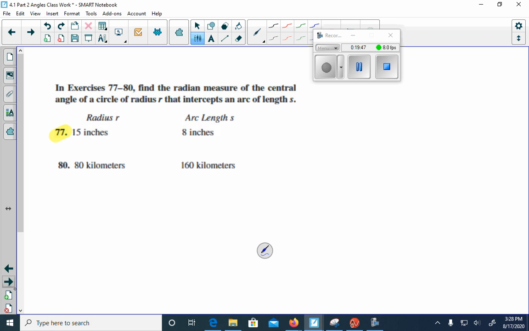Okay, the next one says find the radian measure of the central angle of a circle of radius r that intercepts the arc length s. So you're still using that same formula, s equals r times theta. This one is telling me my radius is 15 inches, and my arc length is 8, and it wants me to find the central angle. So again, I'm dividing both sides by 15, so I have 8/15 is equal to theta.